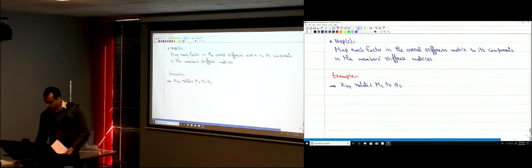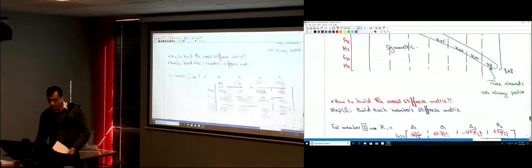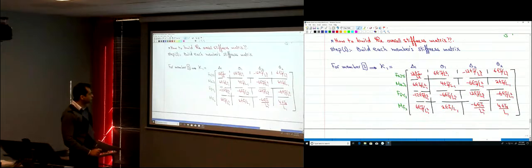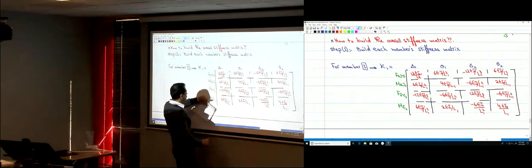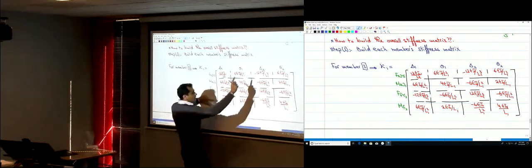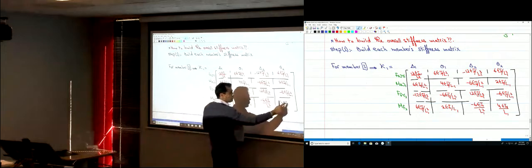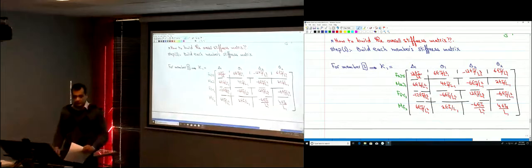So now I'm just going to scan my stiffness matrices. Where is the element that relates M2 to theta 2? Here, I have M2 and theta 2. This element here, 4EI1 divided by L1, comes from the stiffness matrix of element 1.